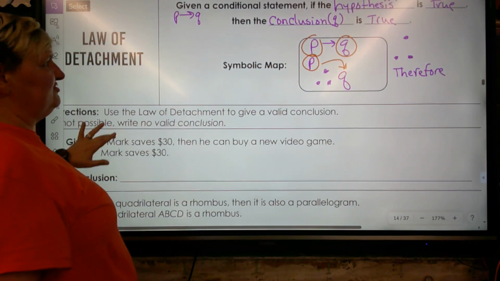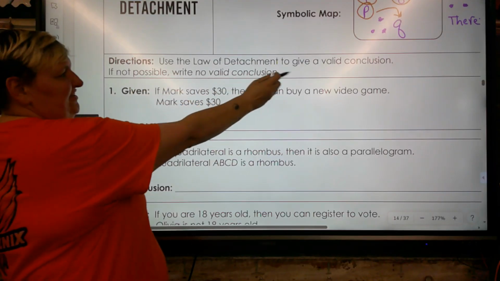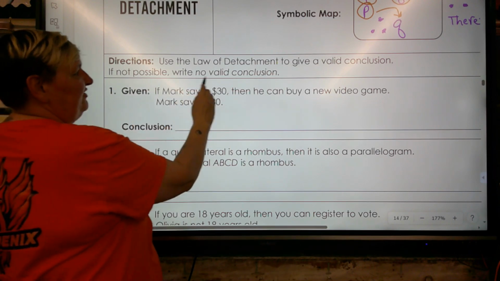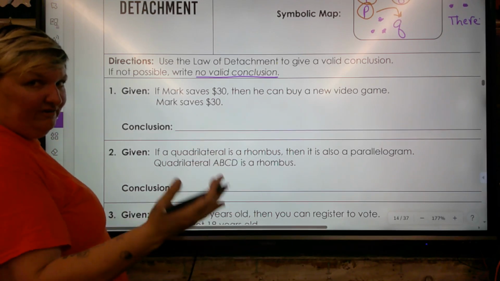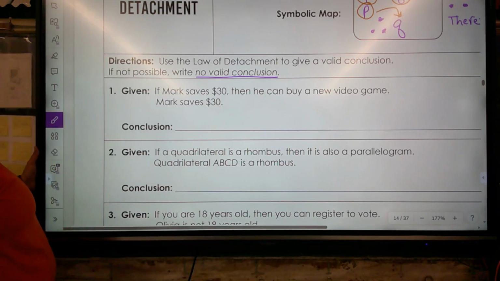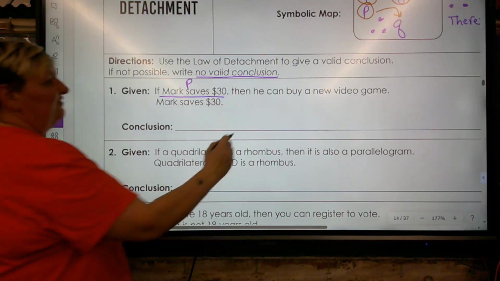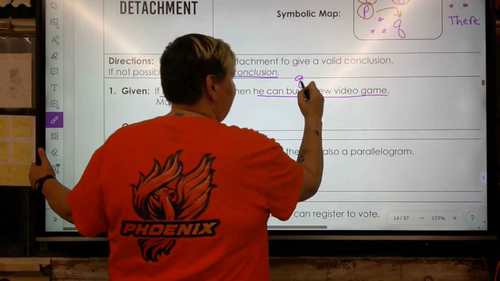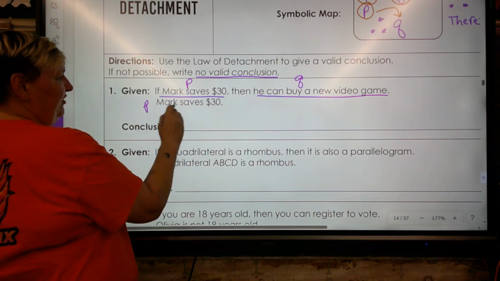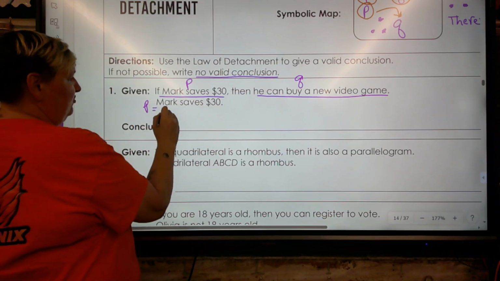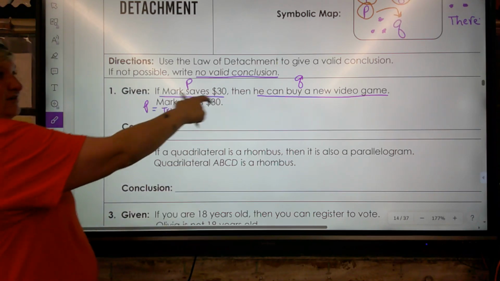Right? So, let's see what that looks like in reality. Use the law of detachment to give a valid conclusion. If not possible, write no valid conclusion. Right? If there's not enough evidence, we have to say we cannot draw a valid conclusion. So, if Mark saves $30, that's our P, then he can buy a new video game. That's our Q. And then it gives us our P and tells us it's true. Mark saves $30. P is true. Remember, your P has to be true to make your Q true.